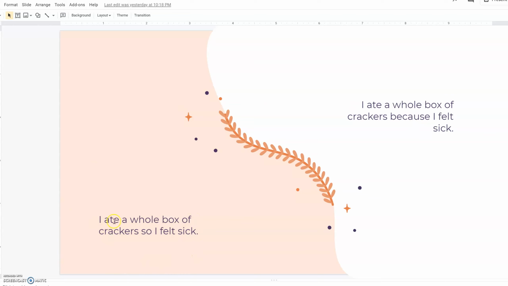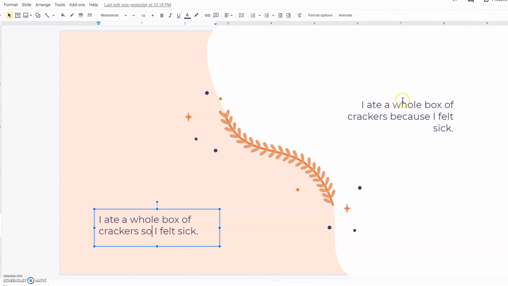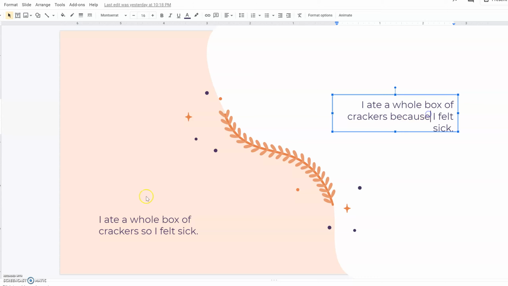What about here? Which one of these is the cause? Right, so it's flipped. I ate a whole box of crackers, so I felt sick. Right? I ate a whole box of crackers, that's the cause, so I felt sick. By changing the connection word, we change the meaning of these two sentences.